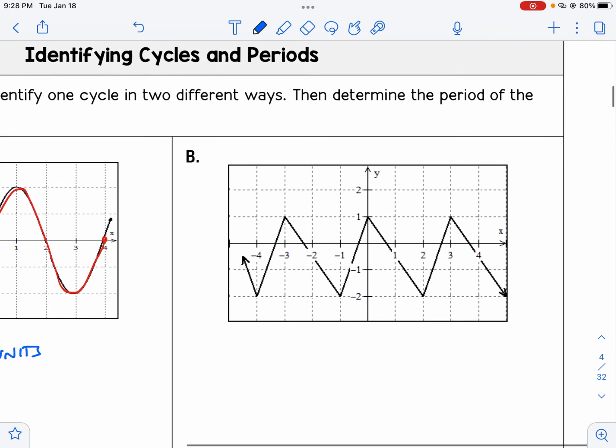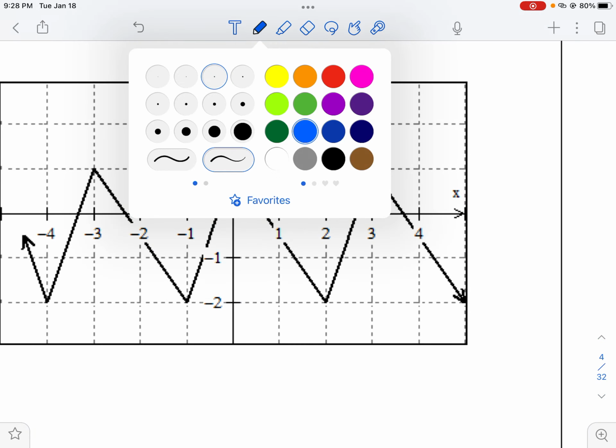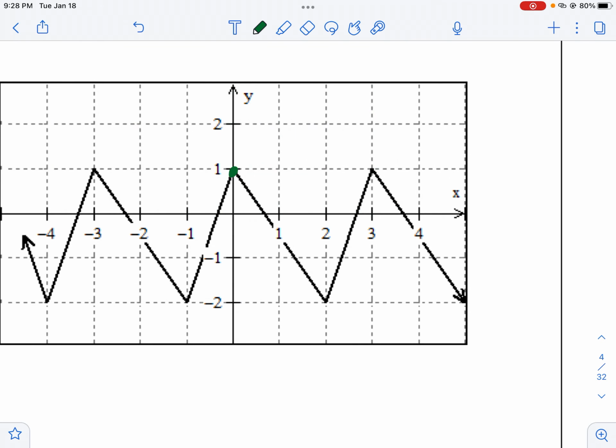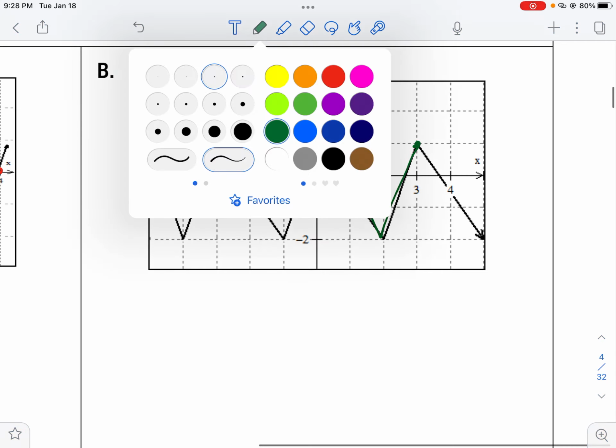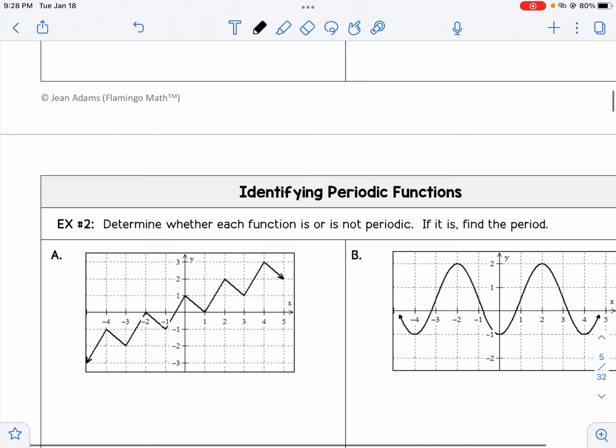Let's slide to the next one. Again, it's all about identifying that single cycle. So here it looks like maximum to maximum, right? So there the graph starts repeating itself. So there's one cycle. If I identify a second cycle, it would be from here to here. And it appears as though each of those cycles has a period of 3 units.